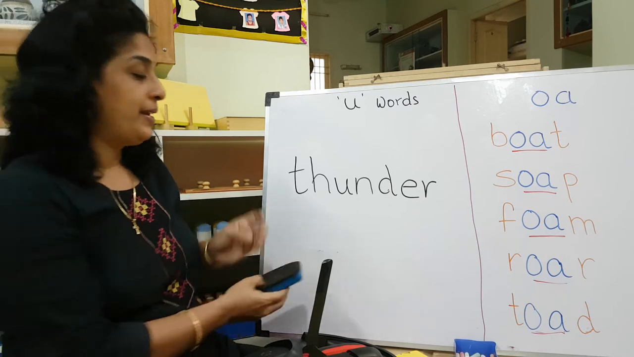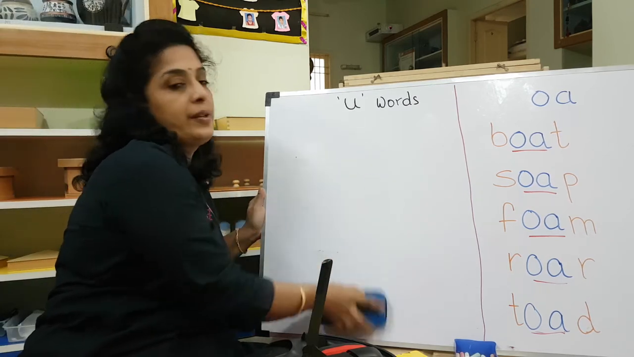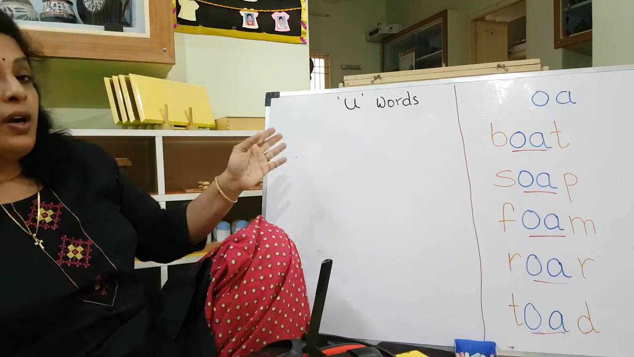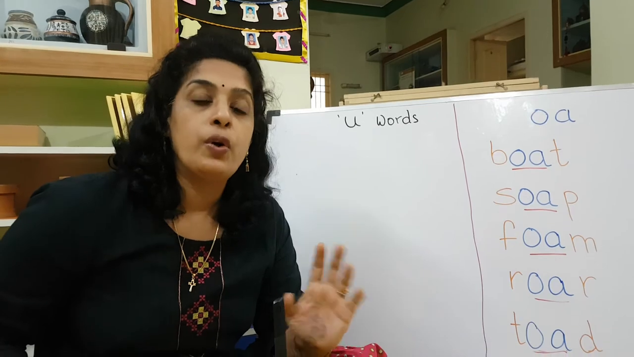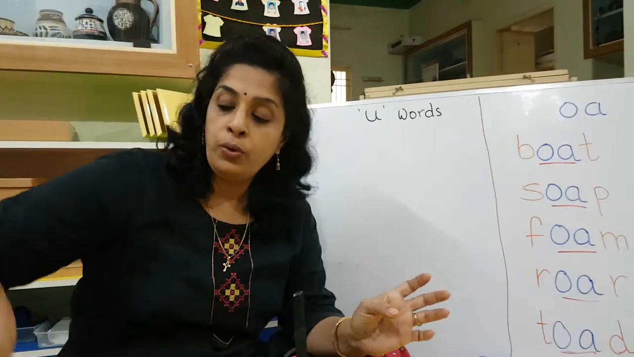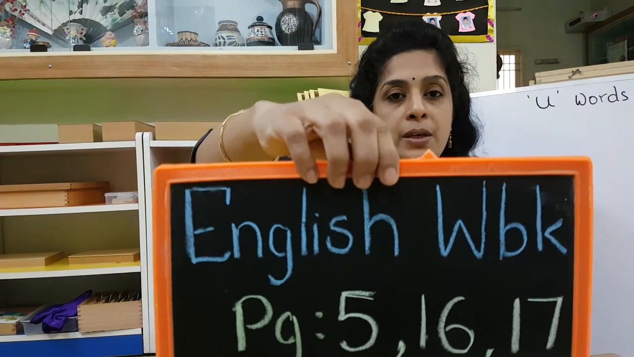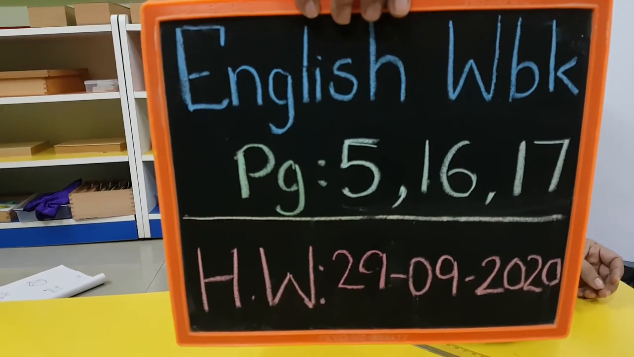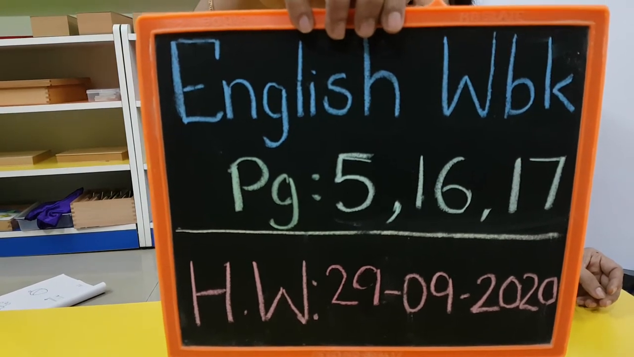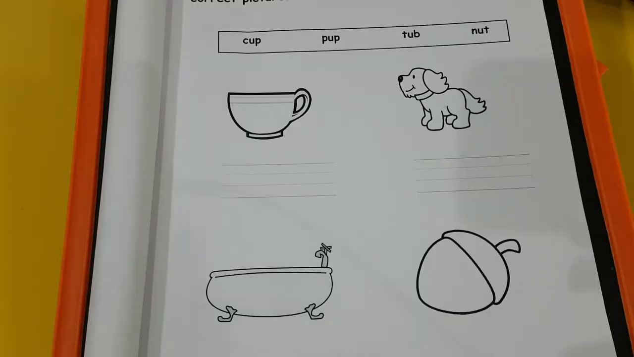Okay, now we'll go to the next word. But this is for tomorrow. Writing it in the notebook is for tomorrow. For today, I'll tell you what you have to do. You will have to do 3 pages. Can you read the page numbers? Okay, great. Do you see 3 pages? Good. Let's turn to page number 5.